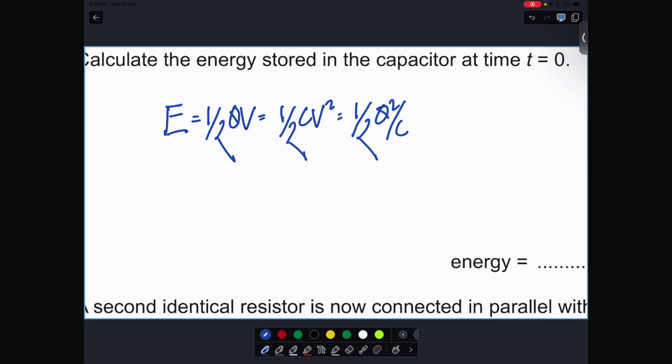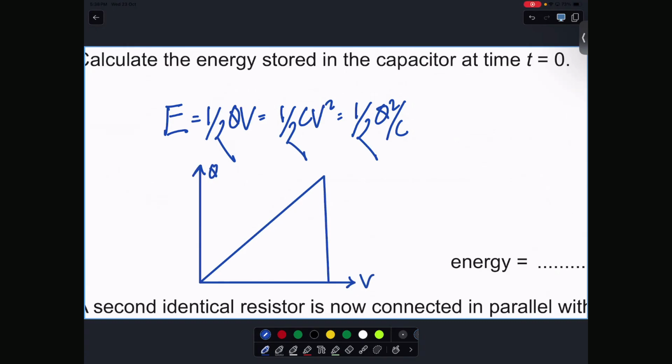Yes, it's area. So the graph for a capacitor being charged is going to be this straight line for Q versus V. So if I want to find the energy stored, I need to find the what of this graph, the area under the graph, which is half QV.